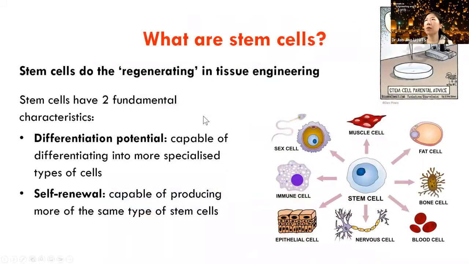My current research is more into stem cells, and stem cells are the ones that do the regeneration in tissue engineering. This is pulled out of my first year biomedical engineering lecture, so probably a bit of general knowledge, but essentially stem cells have two fundamental characteristics. They're capable of becoming more specialized cells, like your immune cells, epithelial cells, blood cells, bone cells, etc. And they're also capable of producing more copies of themselves to maintain the pool of stem cells so that they can continuously do regeneration in the adult human body.